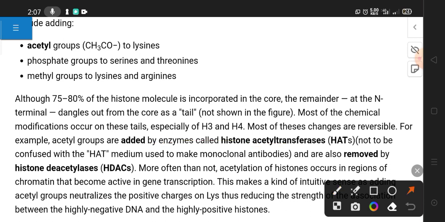HAT is not to be confused with the HAT medium used to make monoclonal antibodies. Acetyl groups are also removed by histone deacetylases. Most often, acetylation of histones occurs in the regions of chromatin that become active in gene transcription.